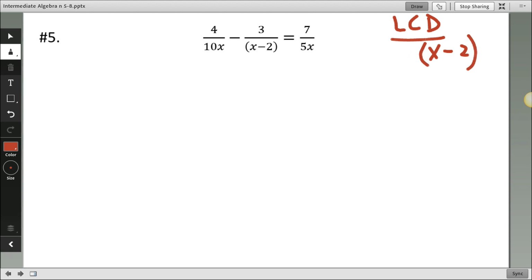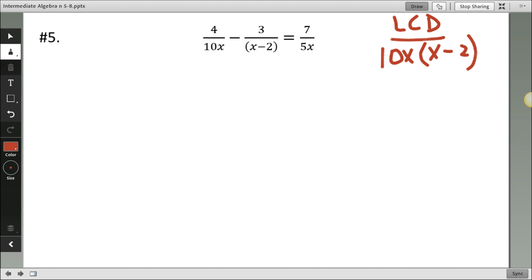Now, we take a look at 10x and 5x. What thing is in common between 10x and 5x? Well, they both have an x. And what's the smallest number that both divide into? Well, 10. So 10x times x minus 2 is the LCD.